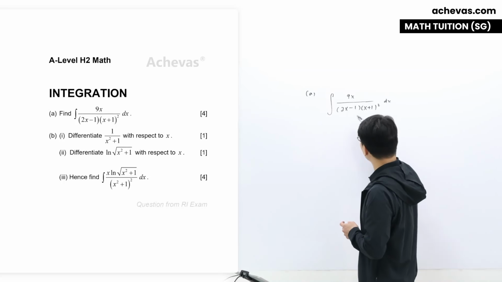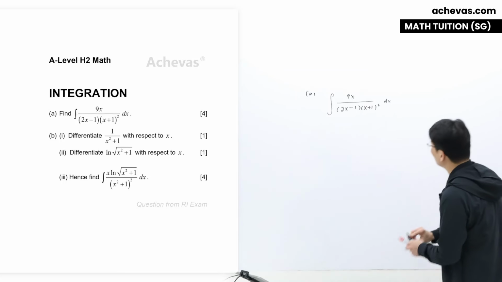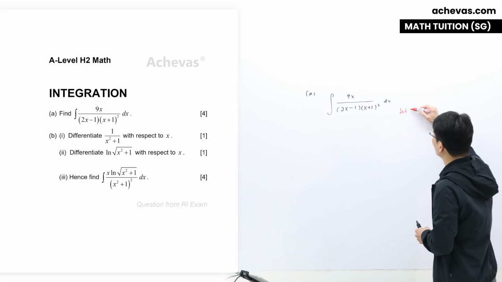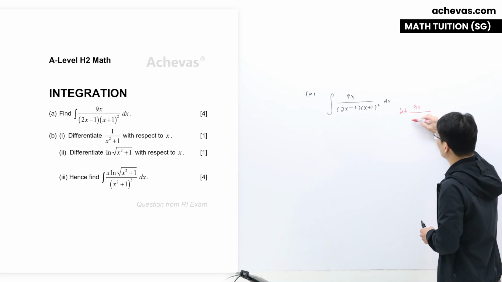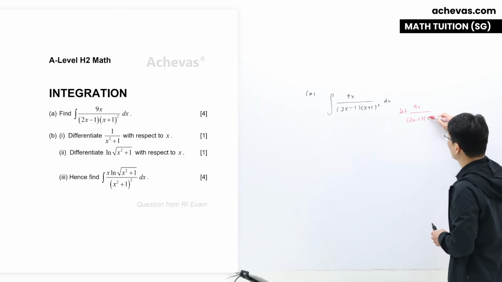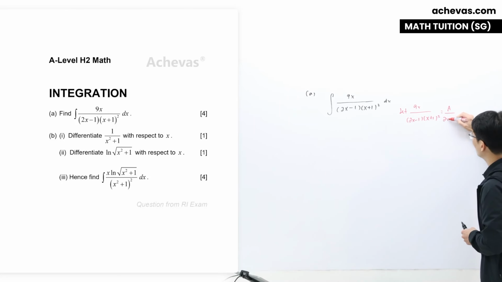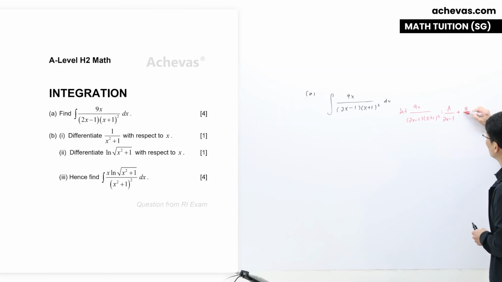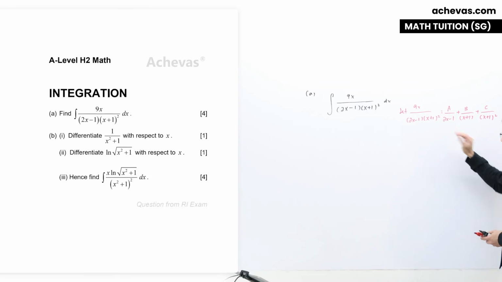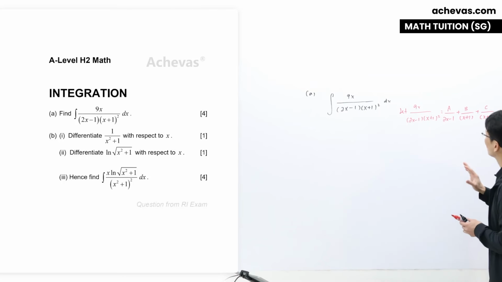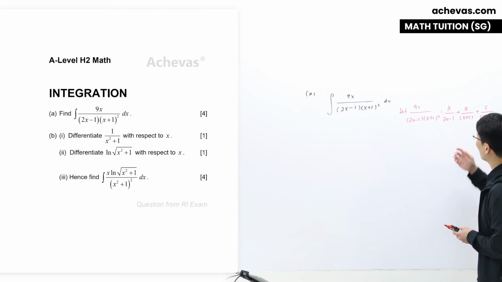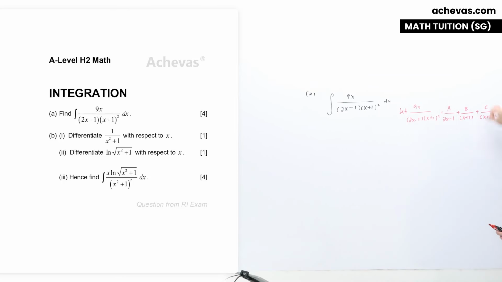And for this expression, I think I will be letting 9x over (2x minus 1)(x plus 1) squared be equal to A over 2x minus 1 plus B over x plus 1 plus C over (x plus 1) squared. We can obtain the partial fraction from our MF27. So the basic idea is to find out what the unknowns A, B, and C are.